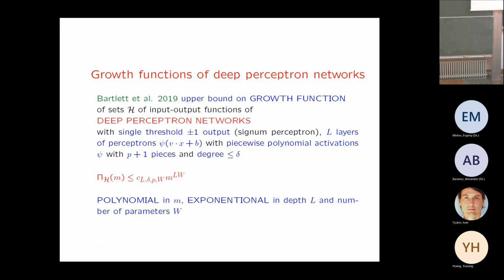And of course, this ramp sigmoid would be 3 pieces because it's 0, then it's kind of x, and then it's again 1. So it would be 3 pieces and degree at most 1. Or say classical Heaviside perceptron, that would be 2 pieces and degree is 0 because it's constant.